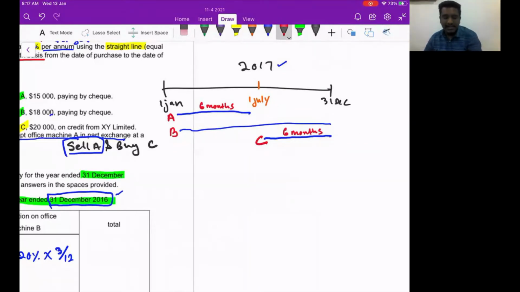So we calculate the depreciation for A. Depreciation for A is only for 6 months because you only use machine A for 6 months in the year of 2017. But machine B will be 12 months, a full year. So we just calculate the full depreciation for B. But for C, we only use it for the last 6 months, so we calculate the depreciation only for 6 months. Understand? Okay, based on this, I'll go to my calculation.